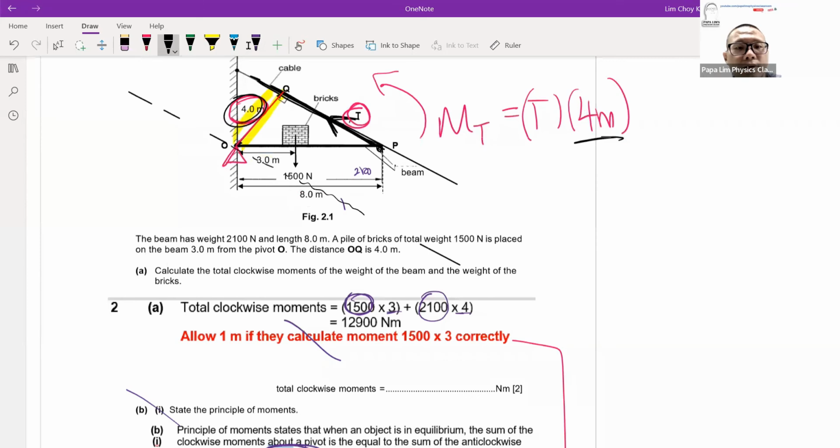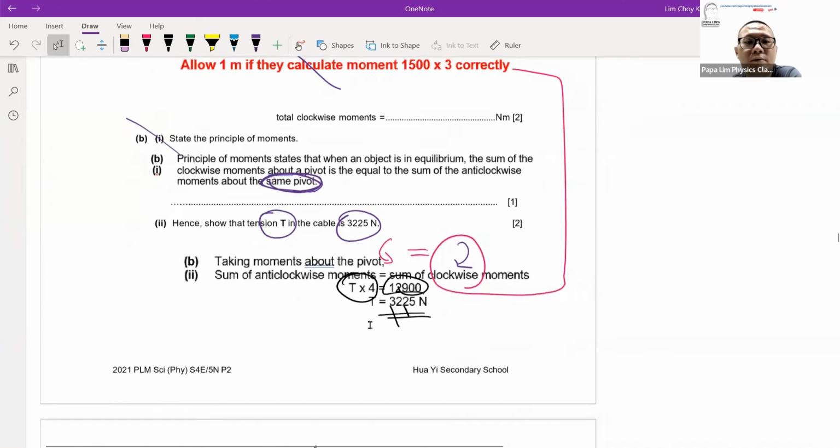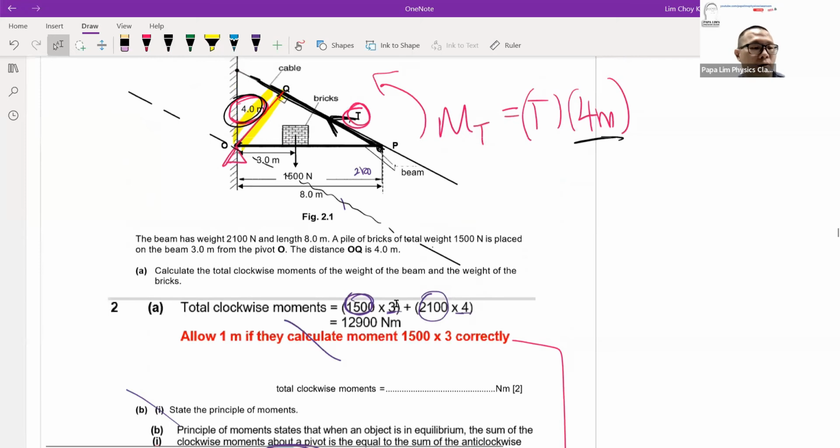So take note of the working. Once you have it, the anti-clockwise moment is T times 4, and the clockwise is 12,900, which you found in the beginning. Do a bit of algebra and you get the answer straight away. So the technique here is finding the correct perpendicular distance. Take note, the technique of finding the perpendicular distance is important.